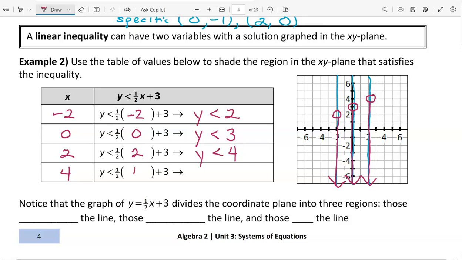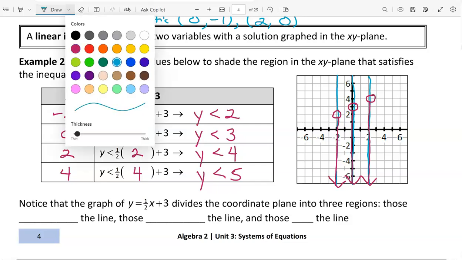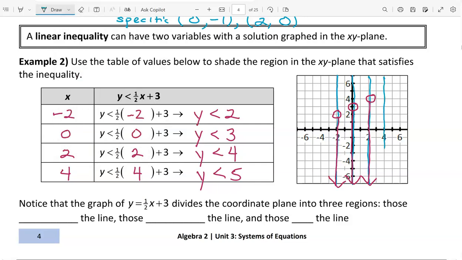For a next value, we can use 4. 1/2 times 4 is 2, plus 3 is 5, so y is less than 5. When x is equal to 4, that represents all points on the vertical line x equals 4. And we're going to shade the y values that are less than 5, which means open circle on 5 and shade downward. Now you can see there's a trend here, right? We are shading downward from the line, and we are not including those points that have open circles on them. Now there are lots and lots of points in between the values that I chose for the table.